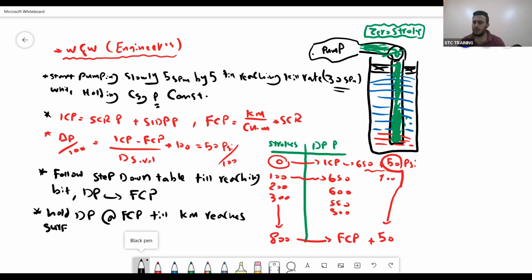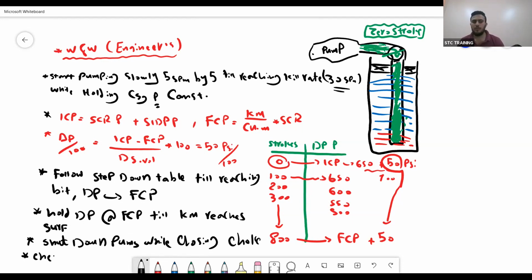And the last step is to shut down the pump, okay, while closing the choke. And the last thing is to make a check for pressure. Okay, guys, clear? Yeah, it's clear.